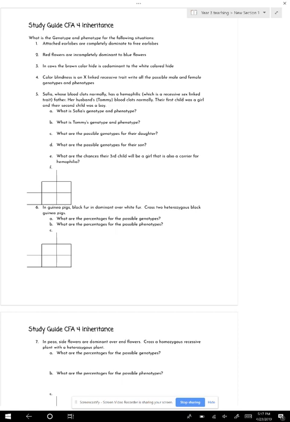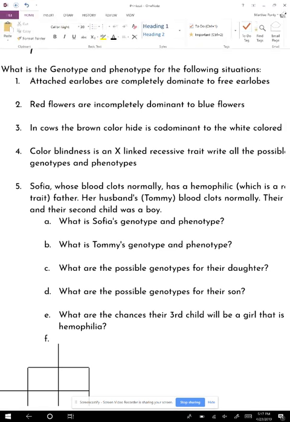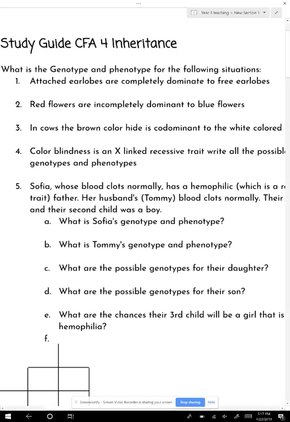So, the first part asks us about genotype and phenotype. A couple of things to remember, and this is just a few vocab deals. When we're talking about genotype, we're talking about the actual genes or the letters, right? And when we're talking about phenotype, we're talking about how it looks physically. So physical looks.